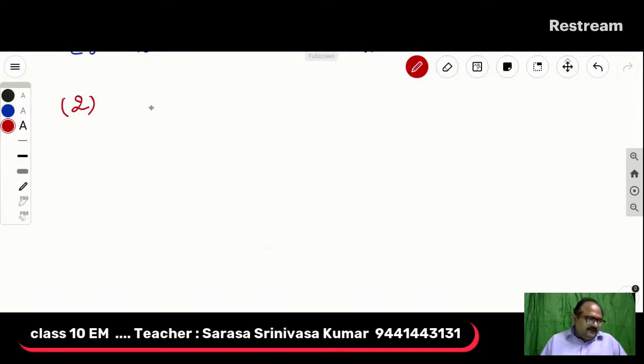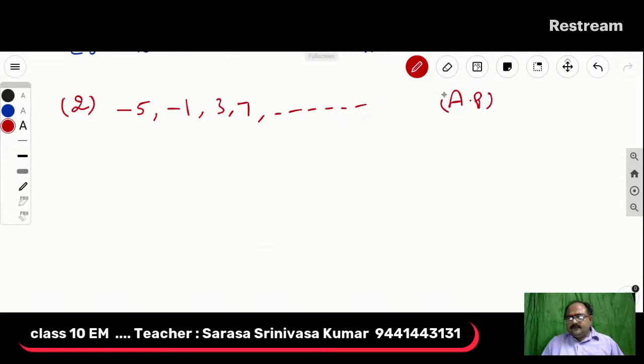In this second one: minus 5, minus 1, 3, 7 and so on. So this is an arithmetic progression given. I am explaining the verification part also.